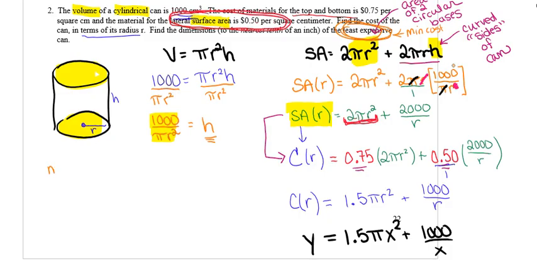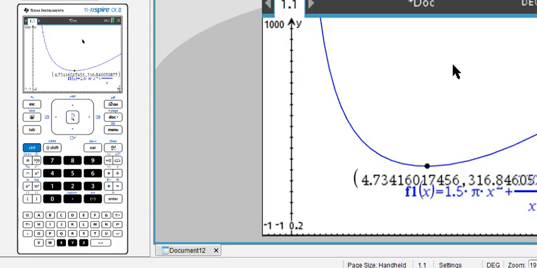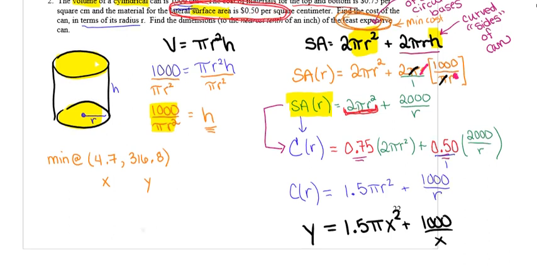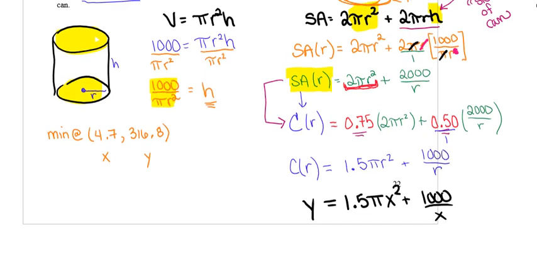So I'm going to say from my graph, the minimum value appears at the point whose coordinates are, so they want nearest tenth, I'm going to round this to 4.7, comma 316.8. And again, this is my x, this is my y. And if I go back to this formula, x was my radius. The y in my formula represented the cost.